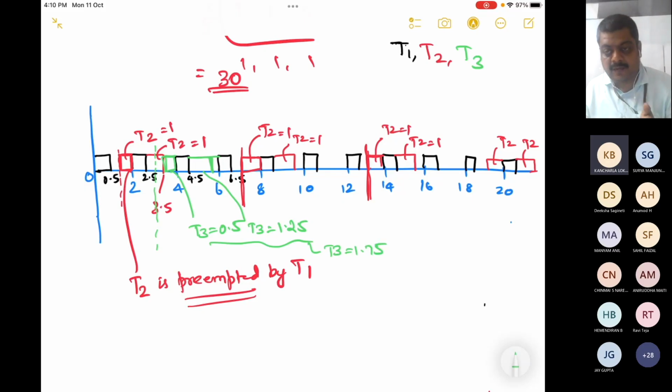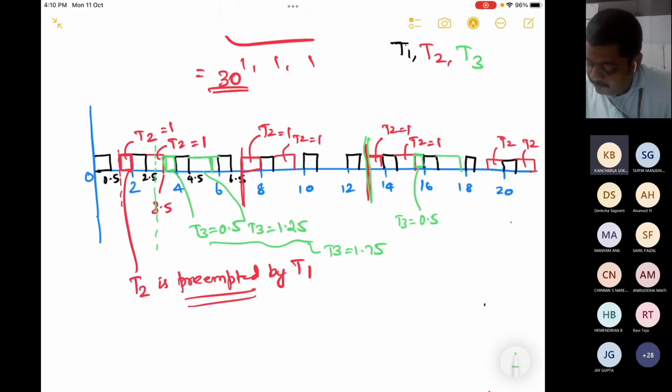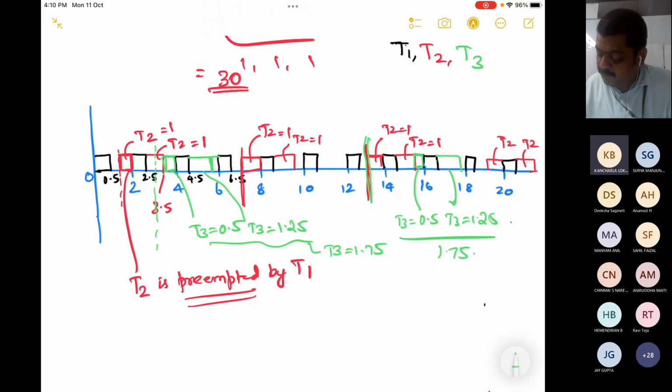Afterwards, it releases at 3. The period is 10. So 3 plus 10 will be 13. It will be releasing again at 13. But at 13 some other tasks are already running, so it doesn't get the CPU. Now in that case, it gets 0.25 here. So here it is 0.5. T3 0.5. Then 16.5 to 17.75. So in that case, T3 equals 1.25. So totally 1.75. Okay. Now I have drawn up to 20 time units.